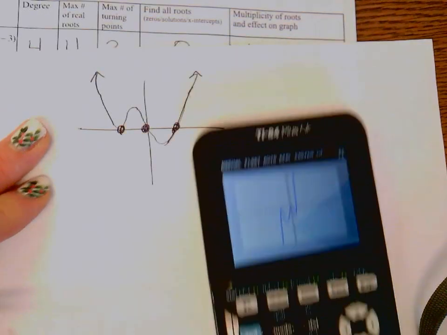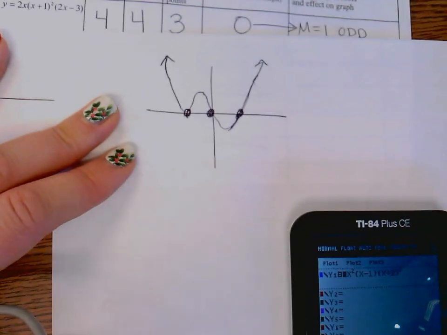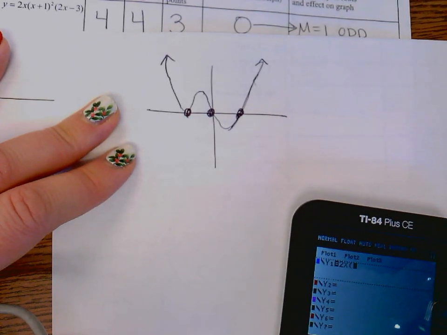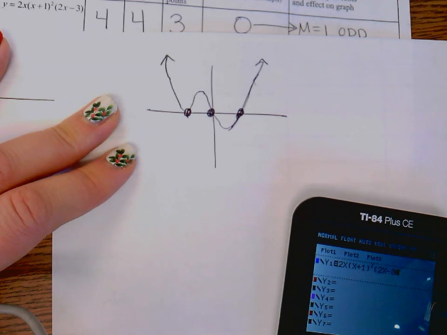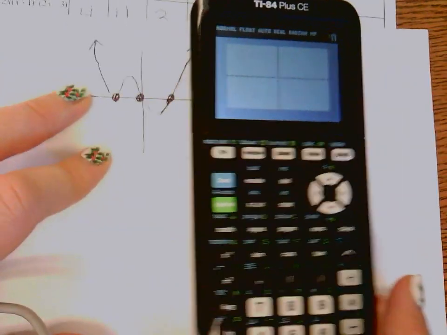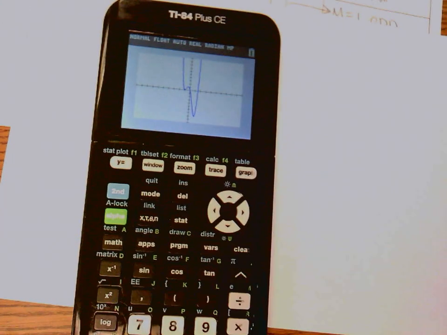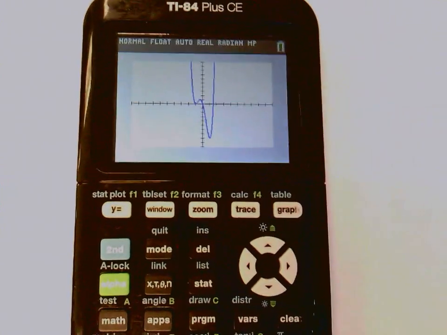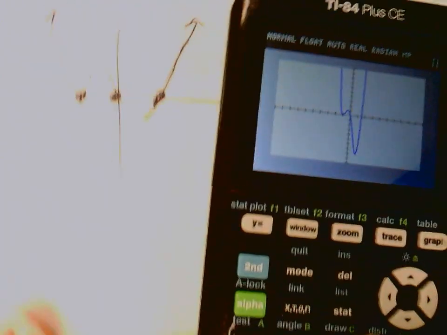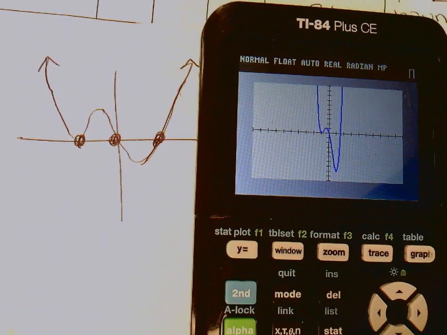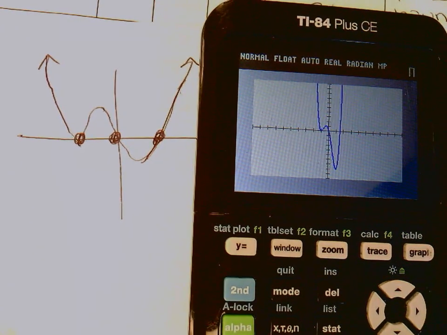So then you could use your calculator to verify how close you got. 2x times x plus 1 squared times 2x minus 3. So let's just see. It might be steeper than what I think it is, but at least I've got the general trend. See how it comes, bounces off, scoots up, goes way down, and then cuts through. So I have the general shape. That was a pretty close guess based on not having a graphing calculator, right? So knowing the end behavior and the zeros.